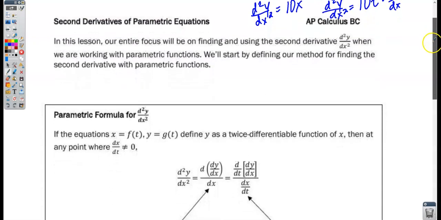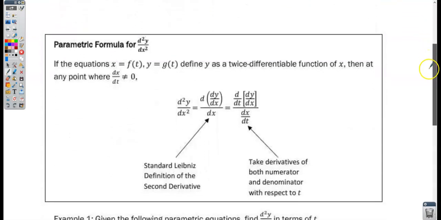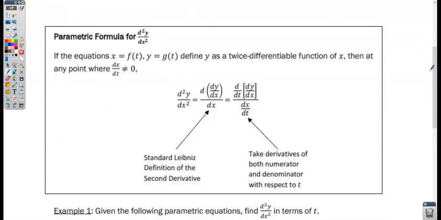And so let's take a look at what this formula actually looks like. It's a little bit different than just taking the derivative straightforwardly, because we want to take a derivative with respect to x when we've got t's in the equation. This is the easiest way to view it, finding the second derivative, our parametric formula for the derivative. If we know dy dx, and we know that dx dt does not equal 0, to find the second derivative, we're going to take the derivative with respect to x of our first derivative. It's a standard Leibniz definition of the second derivative.